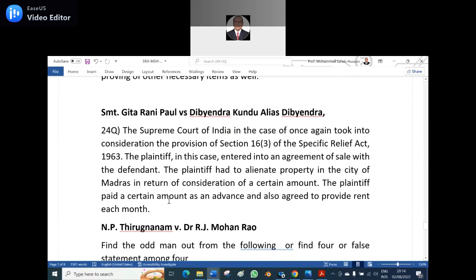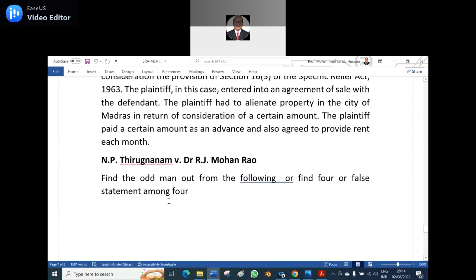I repeat, NP Tirugunannam versus Dr. R.J. Mohan Rao. Yes, you are right. NP Tirugunannam versus Dr. R.J. Mohan Rao. So find the odd man out from the following, or find the four.